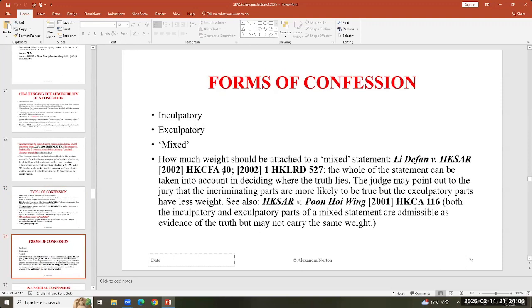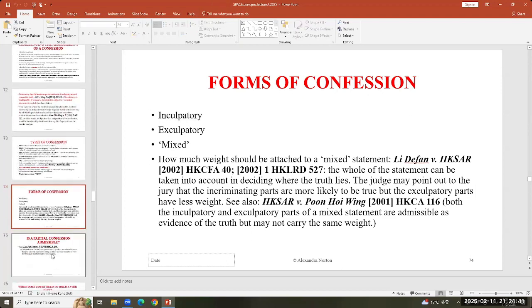Remember, we have different types of confession. So inculpatory, an admission of guilt, exculpatory, a denial, or sometimes a reason, a plausible explanation. A mixed statement is where there are both incriminating and exculpatory parts. And Lee Chun Fan, the whole of the statement is admissible into evidence, but the judge may tell the jury the incriminating parts are more likely to be true. The exculpatory parts have less weight. In other words, the whole statement goes in, but the different parts of it carry different weight.